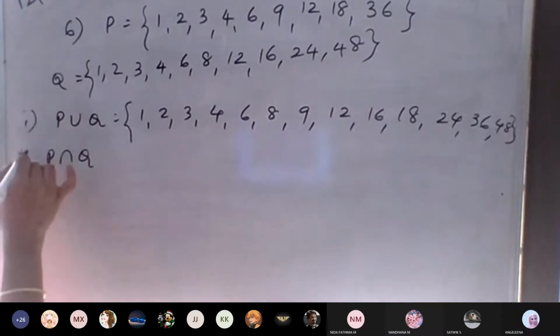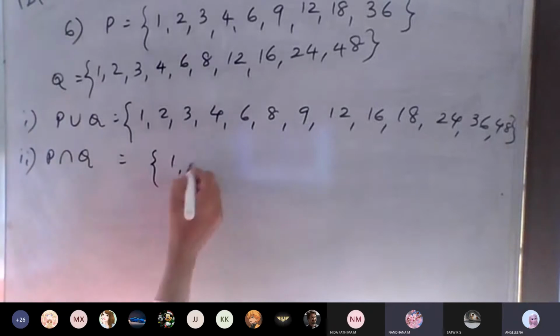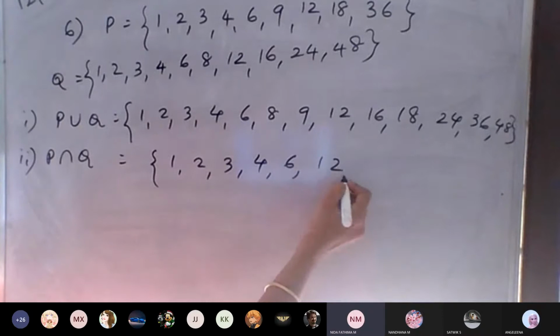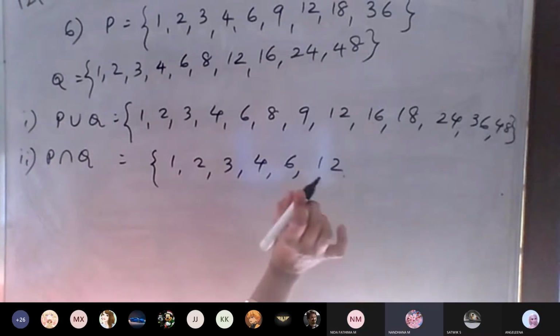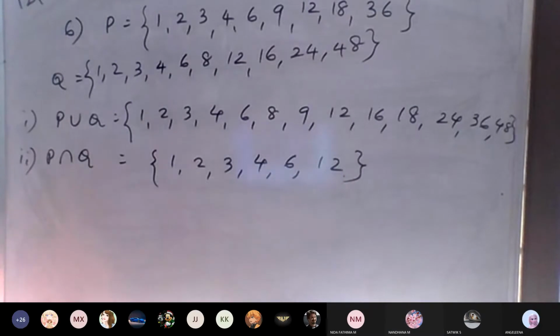Then what about P intersection Q? First set, then second one, P intersection Q. The common elements are 1, 2, 3, 4, 6, 12. That's much only, no? Yes. Okay.